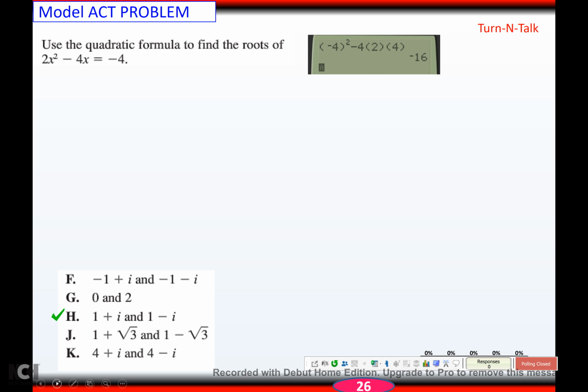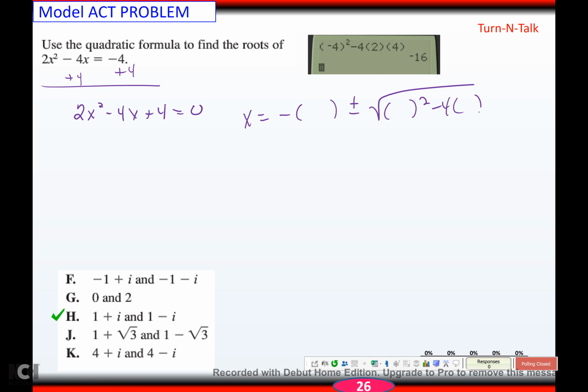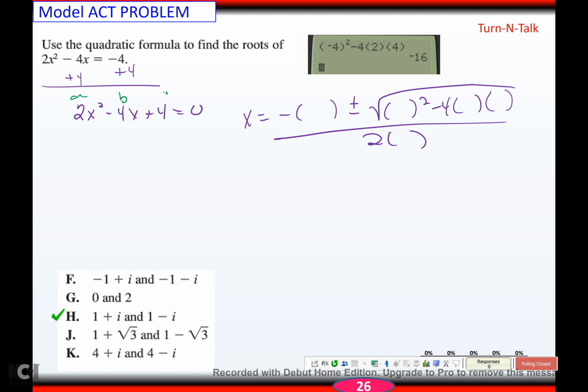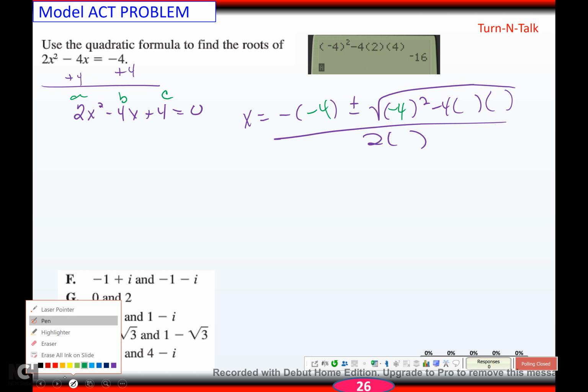And hopefully you got h. I've got to get it in quadratic form, so I'm going to add 4, drop it in quadratic order. 2x squared minus 4x plus 4 equals 0. Quadratic formula: x equals negative b plus or minus the square root of b squared minus 4ac all over 2a. Plugging in my ABCs, a is 2, b is negative 4, c is positive 4. b goes here and here, a goes here and here, and c goes on the end.